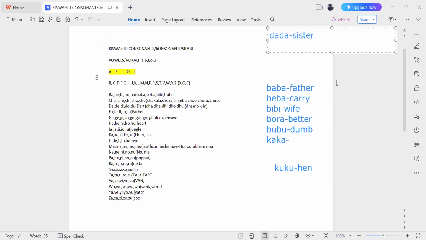But the CO can be added the O again. So without putting CHU, you do CHO. Then you have the word cho, not chu, cho. If we have the word cho, it means toilet. Cho. Okay. And then you can have the letter L. The first L is la. If you put la times 2, lala, it means sleep.